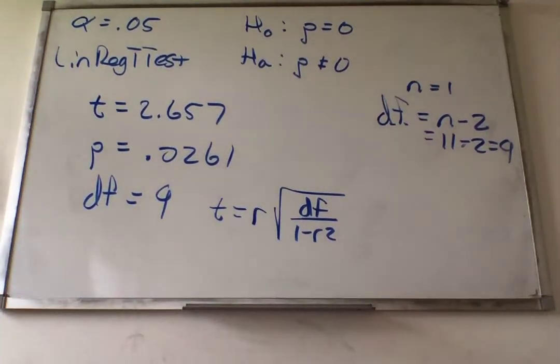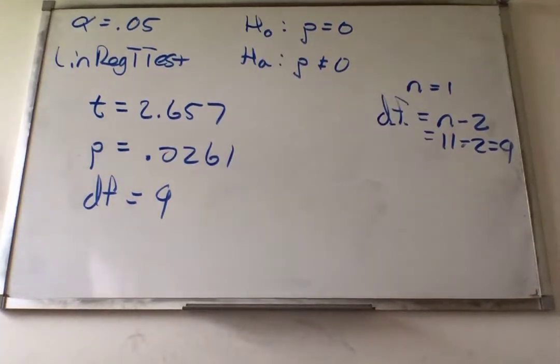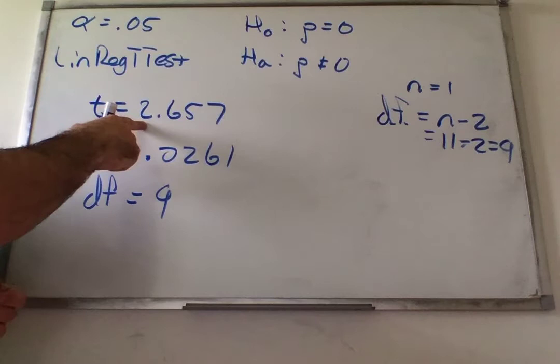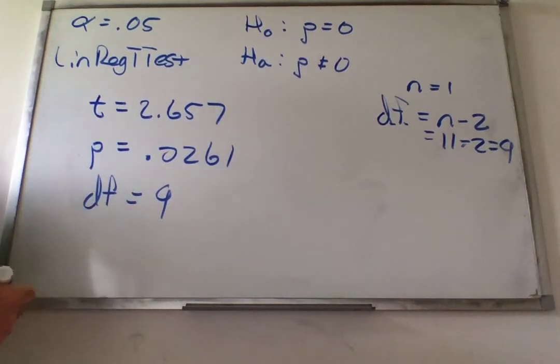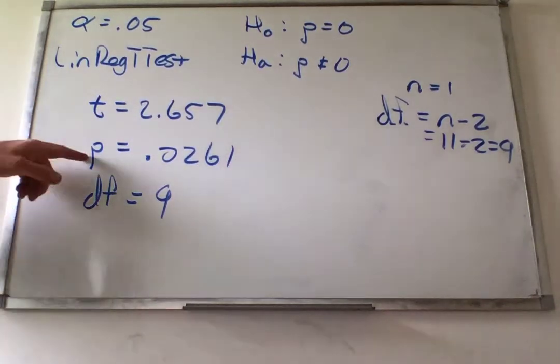And since this is a t-test, you would be using tcdf on your calculator. Lower bound would be the negative version of this. Upper bound would be the positive version of this. Degrees of freedom would be 9. And you should get this p-value. Okay, you could use tcdf. However, we're not going to worry about the test statistic. We're just going to focus on the p-value.